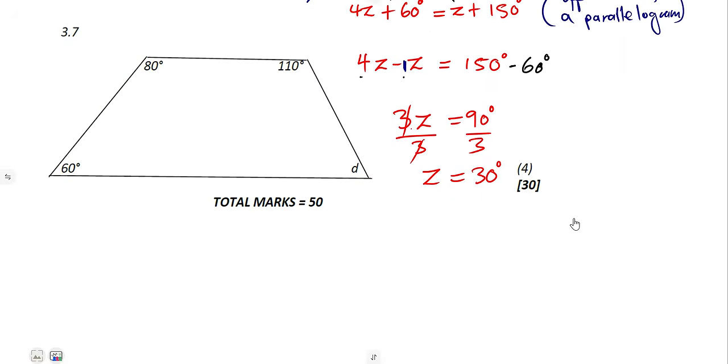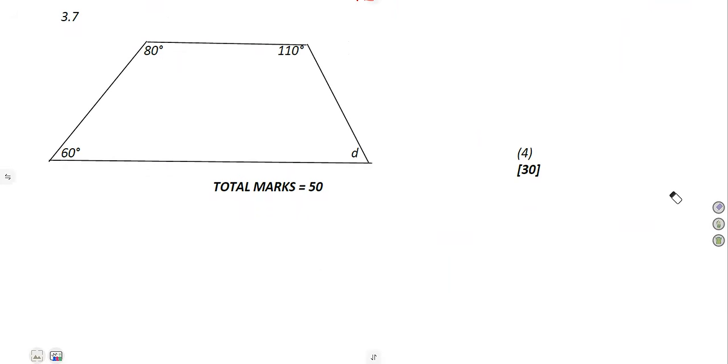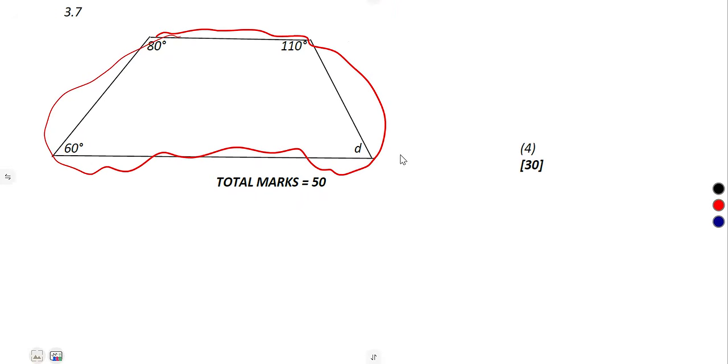Then 3.7, let's check what we have got here. It's just a normal shape, a normal quadrilateral. We are not given that these two are parallel. So never assume that. Even if we add these two, we do not get 180, so they are not parallel. So in this case, since these two lines are not parallel, we're just going to use the concept of a four-sided shape.